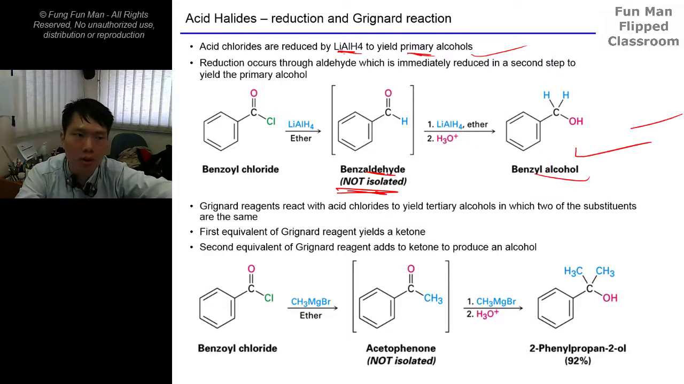Grignard reagents react with acid chloride to form tertiary alcohol, in which two of the substituents are the same. What it means is, you put 2 moles of these, and the first one goes in, kicks out the chloride, nucleophilic substitution. Then it doesn't stop here, because you still have some Grignard reagents that can attack and do a nucleophilic addition, and you get an alcohol product.